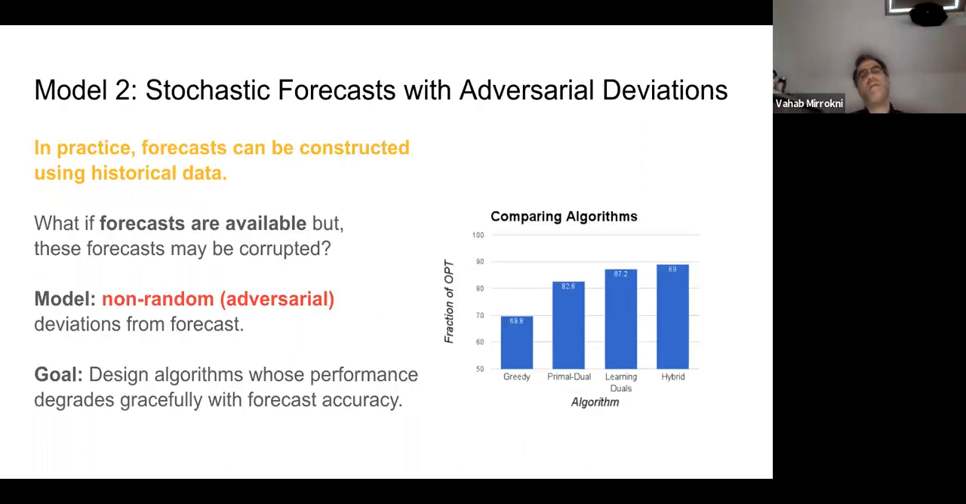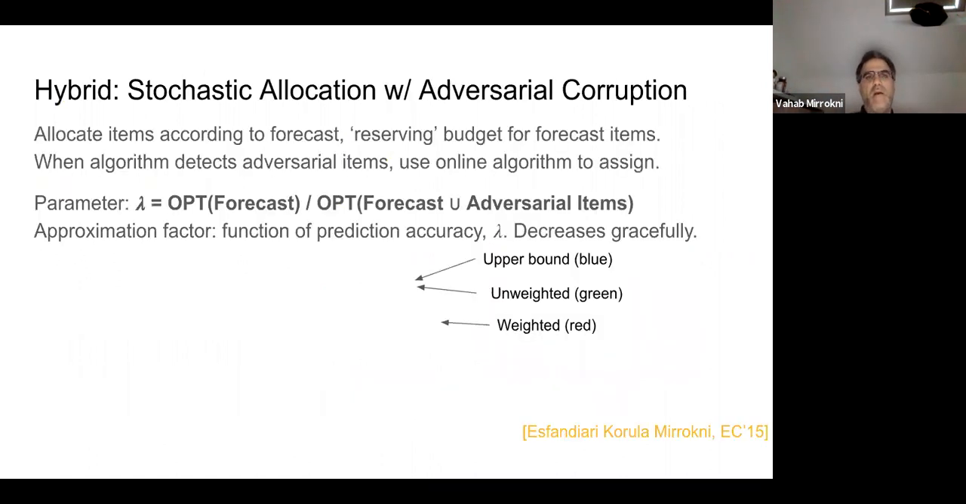So the second model is actually trying to use this stochastic forecast, but we also want to be robust against adversarial deviations. So we use the forecast to come up with the strategy, but we also check for adversarial corruptions and change the algorithm. In terms of approximation factor, what we get is not a single number, but an approximation that's a function of the accuracy of the forecast.